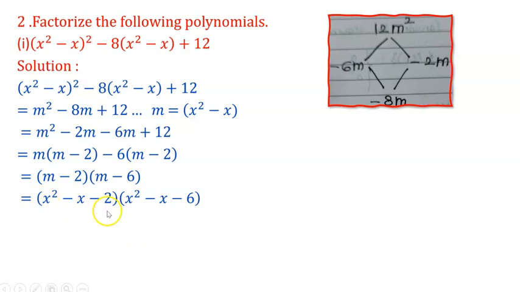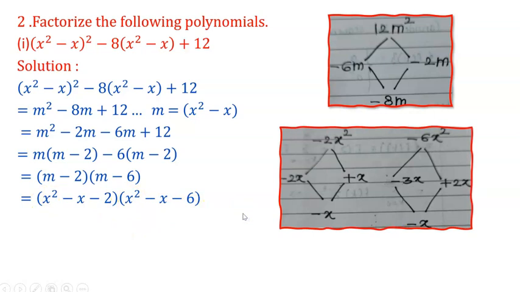x square minus x minus 2. Okay. And next bracket x square minus x minus 6. Now the factors of x square minus x minus 2. See this here. The product of x square and minus 2 is minus 2x square. Middle term is minus x. Now find the two numbers whose sum is minus x and the product is minus 2x square. Therefore, the required numbers are minus 2x and plus x.